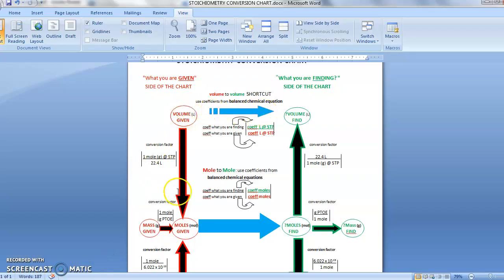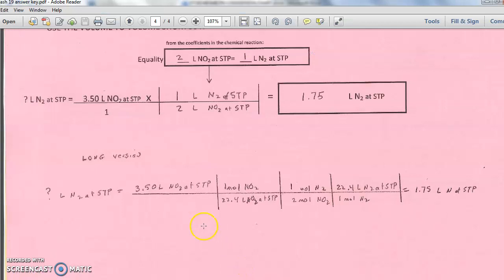There's the shortcut. But if we take the long route, we go volume to moles. When we go volume to moles, on our first setup, 22.4 is on the bottom. On our last step, we still use the balanced chemical equation to go mole to mole. But on our third step, to go from moles to volume of the thing we're trying to find, we're multiplying by 22.4. So going from our given nitrogen dioxide to moles of nitrogen dioxide, we divide by 22.4. To go from moles of nitrogen to volume of nitrogen, we're multiplying by 22.4. Let's see what happens when we set it up.